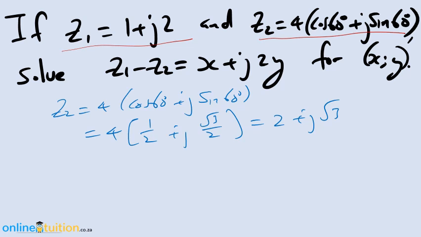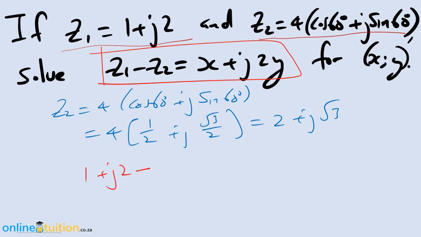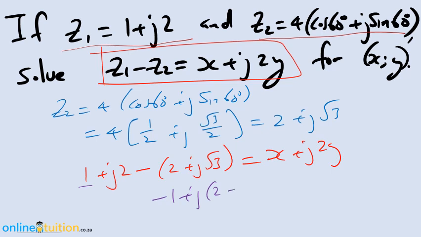So in effect, this basically tells me z1 minus z2, after simplifying, is 1 plus j2 minus (2 plus j root 3), and that must equal x plus j2y. Sweet. Let's gather some terms. 1 minus 2 is minus 1. Okay, j into 2 minus root 3. There's the j, there's the j. And that's equal to x plus j2y.